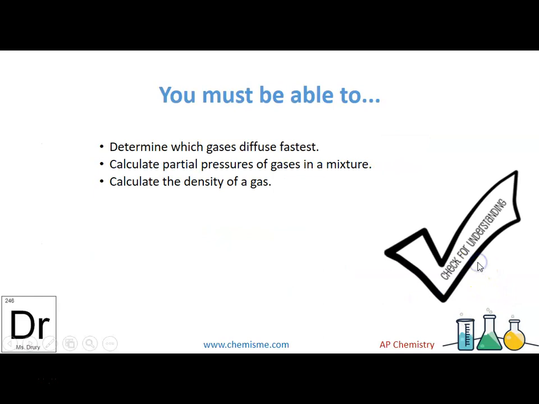At this point, you should be able to determine which gas diffuses the fastest, calculate the partial pressures of gases in a mixture, and calculate the density of a gas.